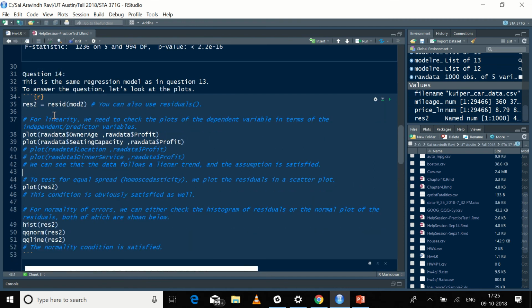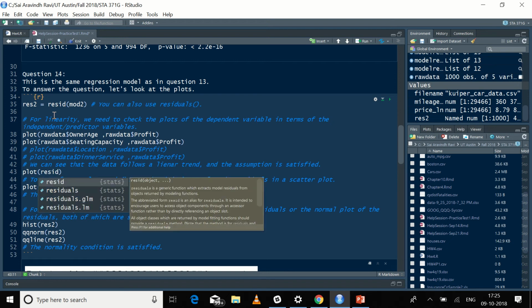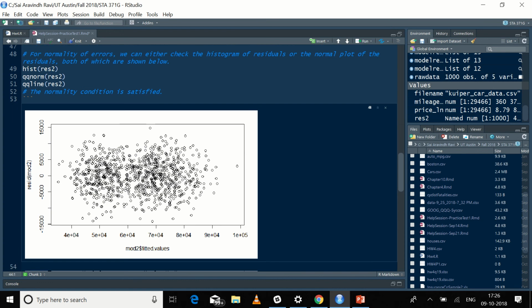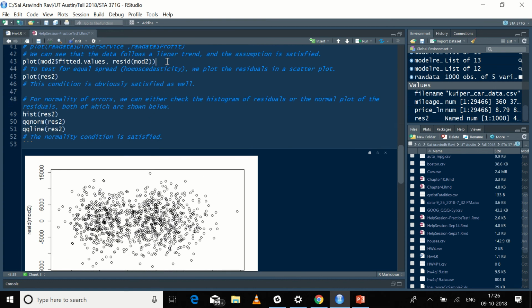Yeah, let me just try to plot the other one. All right, and I'll plot the line as well.